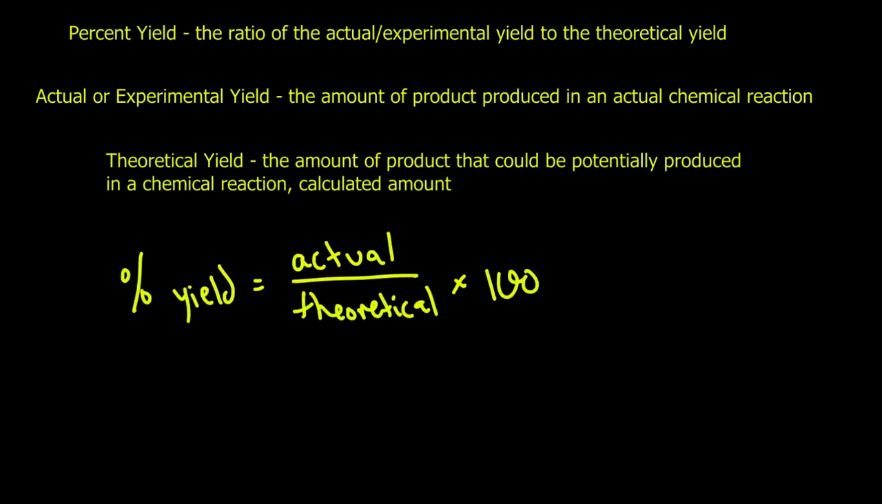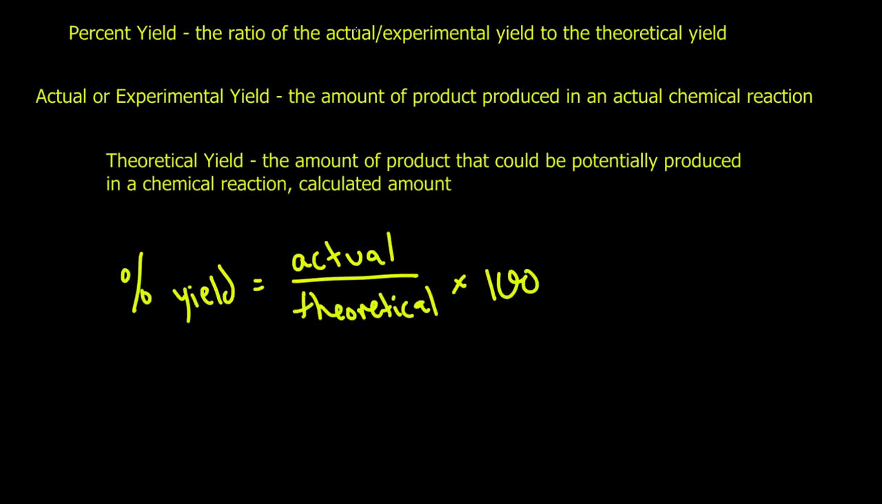So there are things that can happen in the lab setting that cause your experiment or your chemical reaction to not go the way it should. So your actual yield doesn't fully match your theoretical yield. So the ratio between that actual and theoretical yield is what we call the percent yield. So the way we figure out percent yield is pretty simple. Percent yield is going to be equal to the actual yield value divided by the theoretical yield value times 100 to change it to a percent. And it's really that simple.